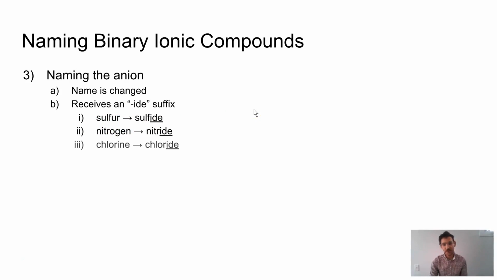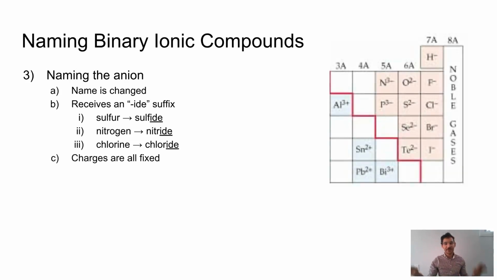It would be wrong, but I wouldn't hate you. Chlorine becomes chloride. Their charges are always going to be fixed. That's the nice thing about these anions. They always have the same charge. Here's a little table representing what our fixed charges are for our anions.